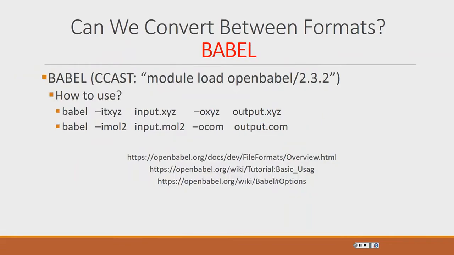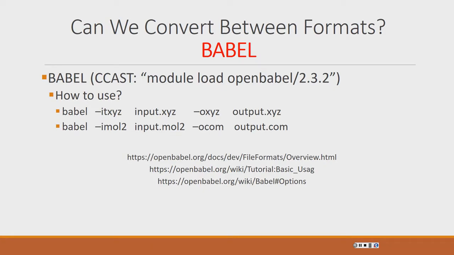So now, how do you convert between file formats if given a different file format or given an output of a Gaussian run? You can use this software called Babel, which is installed both on the USD cluster and SeeCast. And in SeeCast, you have to load it as a module as a precursor to its use. So you just type this at the command line.